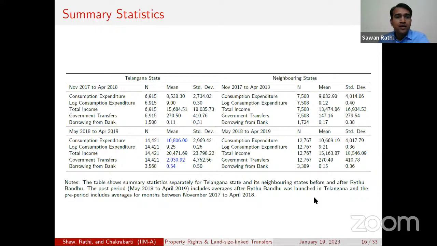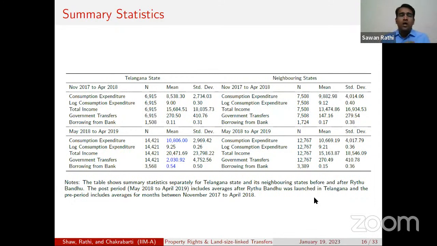In Telangana state, look at the government transfers before Raitu Bandhu: it is 270 rupees on average for the households. And look at the jump post Raitu Bandhu. From 270, it jumps to 2030 rupees. Similarly, for bank borrowings, there is a jump from 0.11, which, as Abhishek said, is a 0-1 variable. So around 11% of the farming community were borrowing from banks, and post Raitu Bandhu, 54% of them are borrowing. On the neighboring side, these are not changing. This is just simple means that we are trying to show.